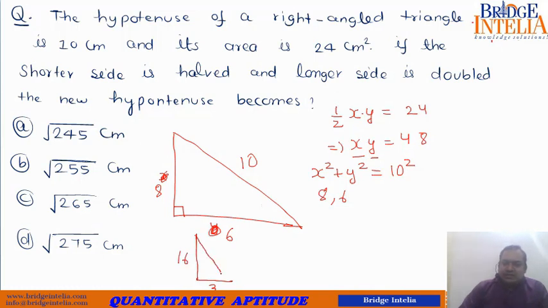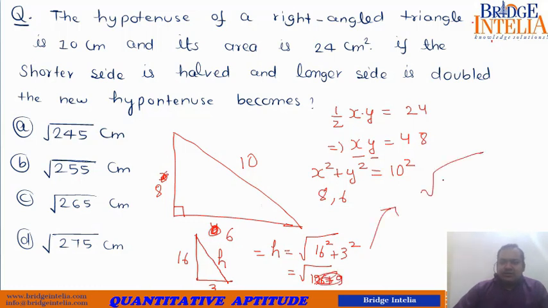So now the new hypotenuse will be under root of 16 square plus 3 square, which is equal to under root of 16 square is 256, plus 9, so under root of 265.